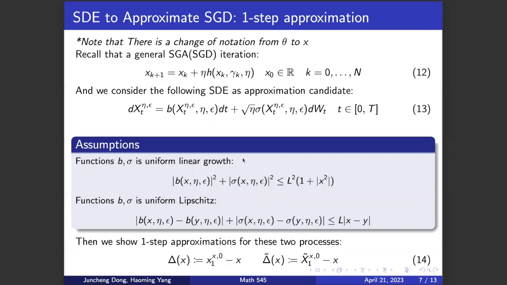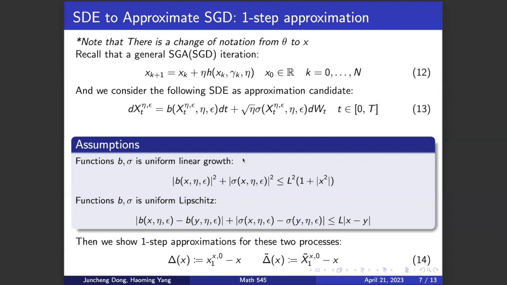Thank you, Juncheng, for that wonderful introduction. And now we are going to approximate stochastic gradient descent with stochastic differential equations. But first, I'm going to define a one-step approximation. So recall that a general stochastic gradient descent or stochastic gradient ascent is basically the process of equation 12. And we consider the SDEs in equation 13 to be the approximation candidate.